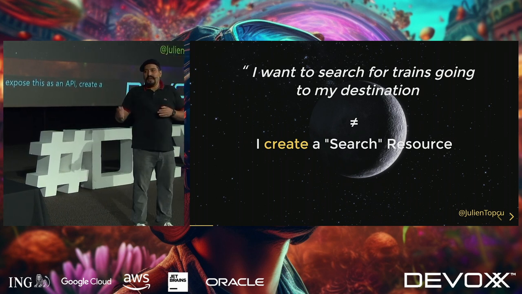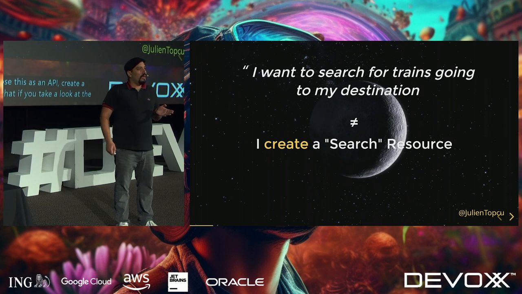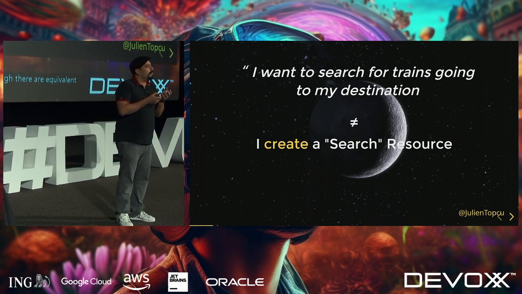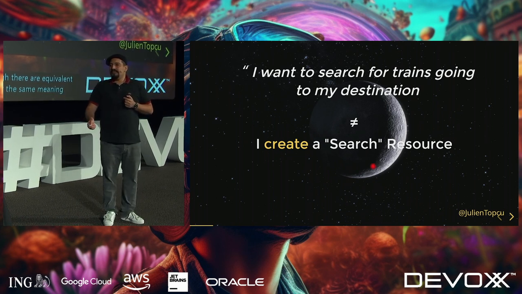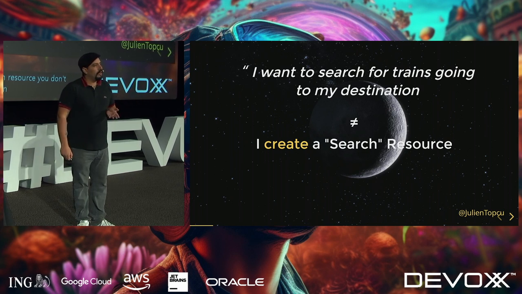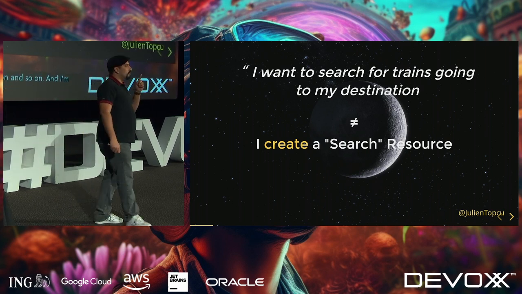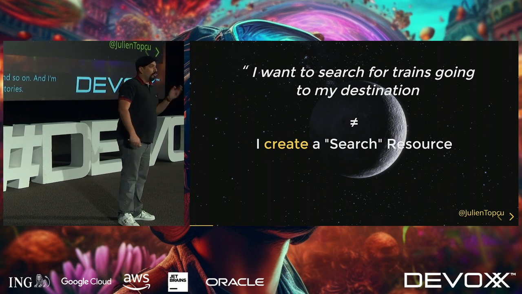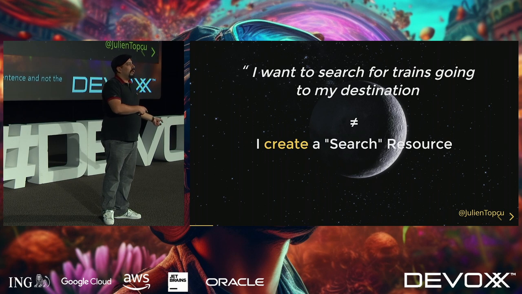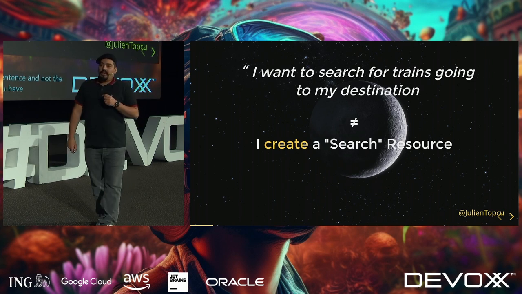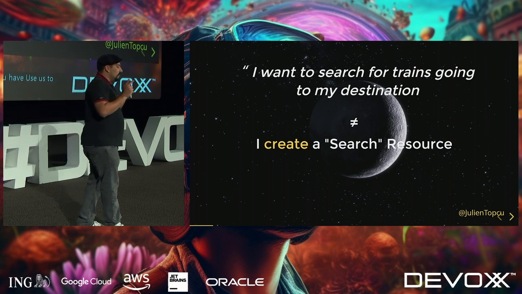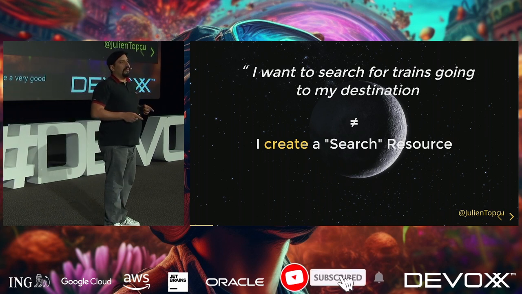And I'm pretty sure that if you take a look at those sentences, you can see that even though they are equivalent regarding REST, they don't have exactly the same meaning. Here, in create a search resource, you don't have any notion of trains or destination and so on. And I'm also pretty sure that when you have user stories to develop, you'd like them to look like the first sentence and not the second one, right? And unfortunately, if you have user stories such as create a search resource, I have a very good piece of advice for you: fire your product owner.